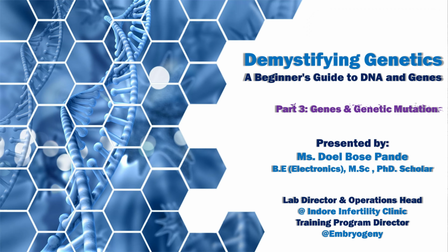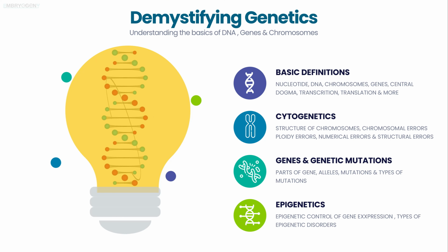This is the third lecture in the 4-part series of Demystifying Genetics. This is specifically meant for high school students, undergraduates, medical graduates, or even doctors who wish to brush up their genetics. In the first part, we covered some basic definitions, the central dogma, transcription, translation, and so on. In the second part, we covered cytogenetics, which was specifically meant for structure of chromosome, chromosomal errors, classification of chromosomes, etc. Today, in this third section, we are going to cover genes and genetic mutations.